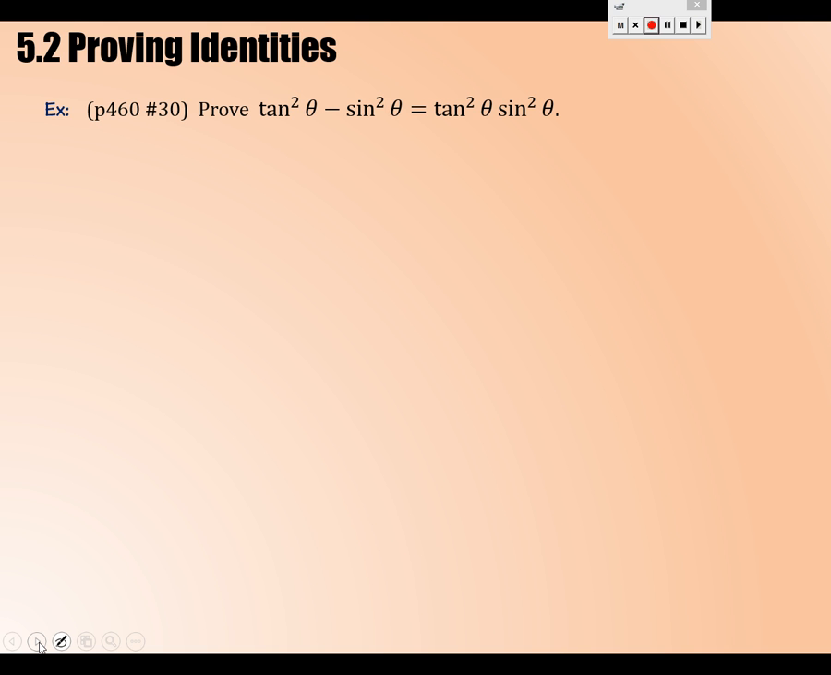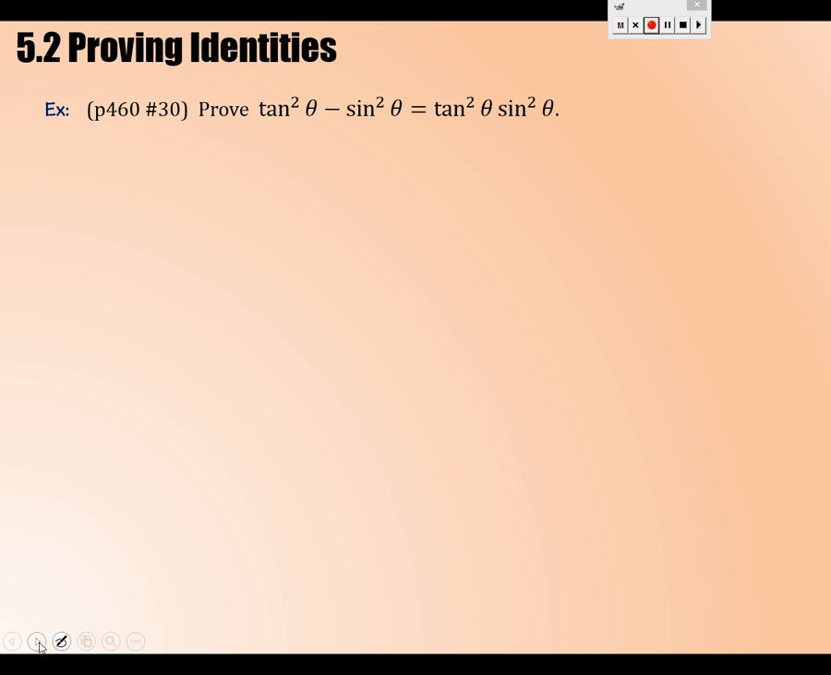Let's try another one. This is good for you. Yeah, Crystal. If both sides of the equation are difficult, do you just pick one? Oh yeah, you could work on one and work on the other separately. Yeah, that's fine. Again, you can't cross the equal sign though. Let's make sure we're clear on that.